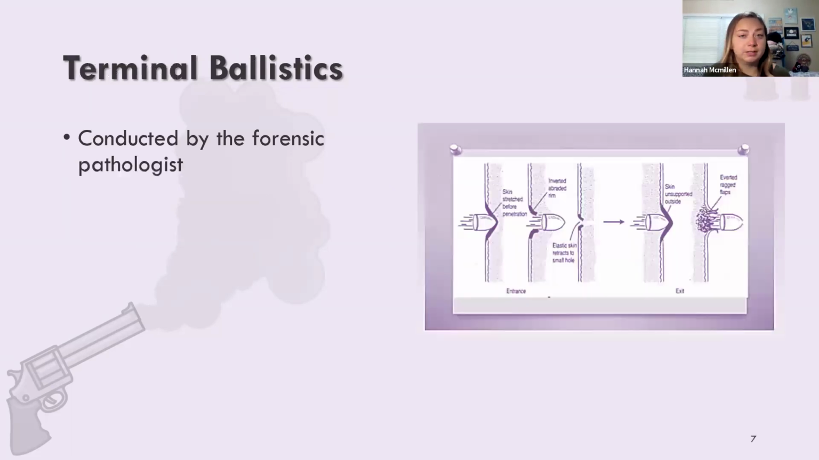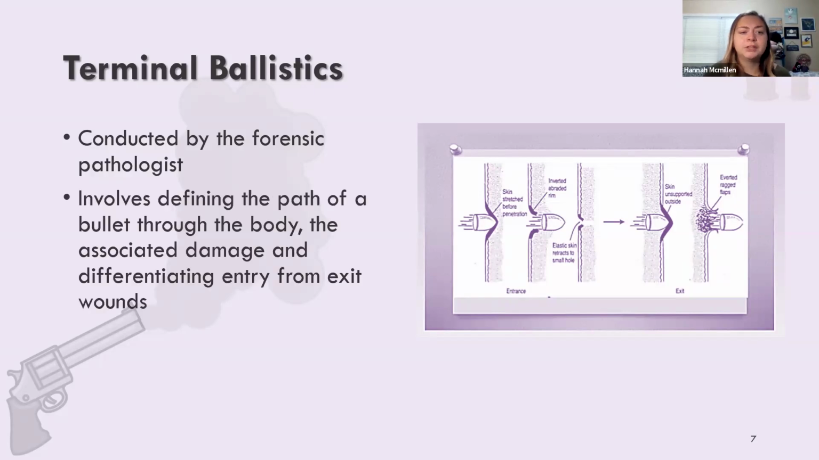When it comes to terminal ballistics, this is conducted typically by the forensic pathologist, especially as a person who would be the terminal side of a gunshot wound. This involves defining the path of the bullet through the body, the associated damage, and differentiating entry from exit wounds to understand where did the bullet come from, where did it enter, where did it leave, did it leave, is it penetrating, is it perforating, and things like that.